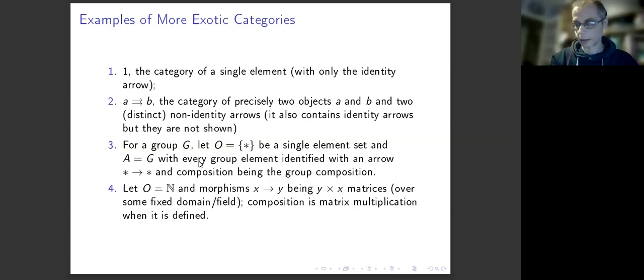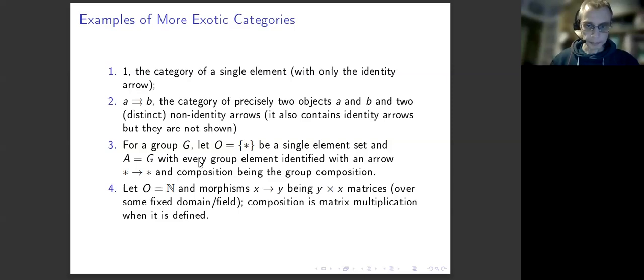It's just that there's an arrow from A to B, and there's another arrow which is not the same as the first arrow. And that gives you a category of two objects with two arrows between them. And then there are the identity arrows from A to A and B to B, which we haven't drawn in this picture.